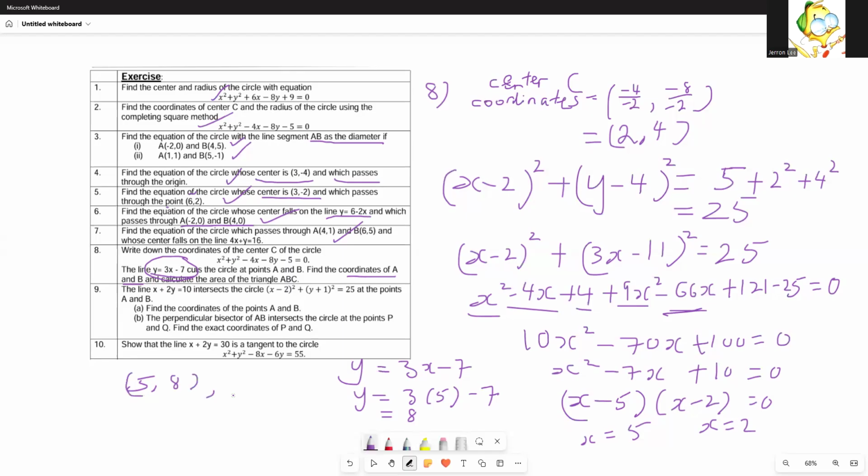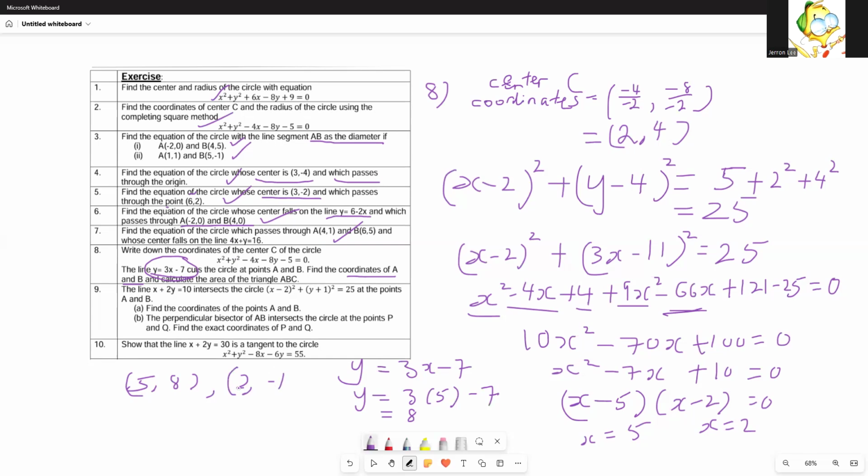The other one, of course, is when x is equal to 2. That would be negative 1, right? So I will just keep the working. It's just 3 times 2, 6, 6 minus 7, negative 1. So our case over here is 2 and negative 1.